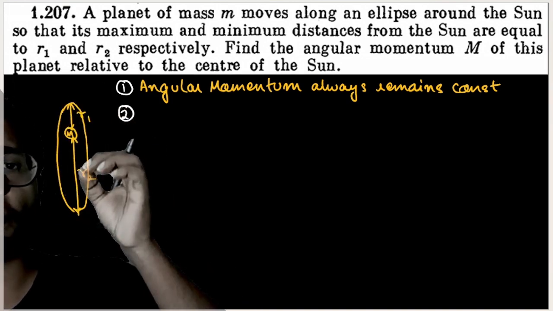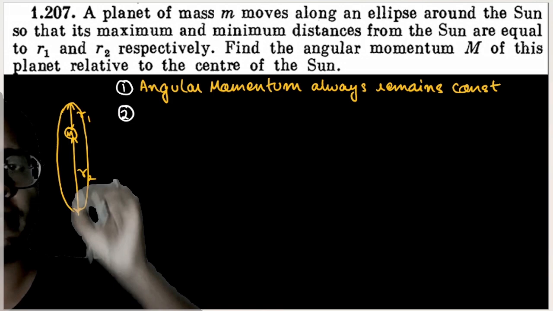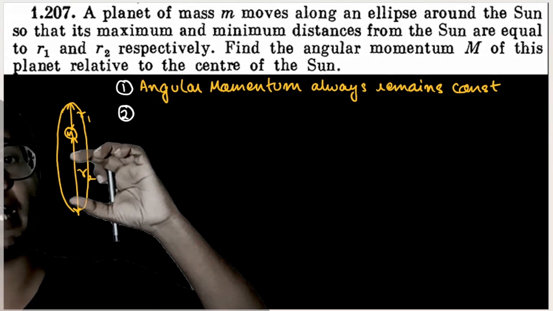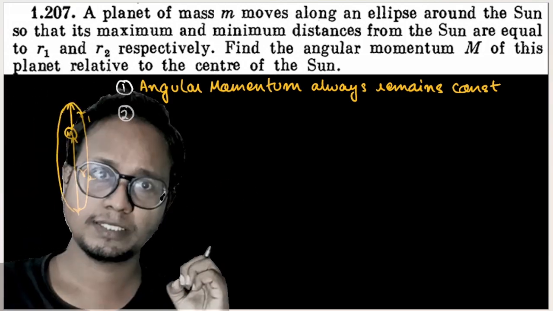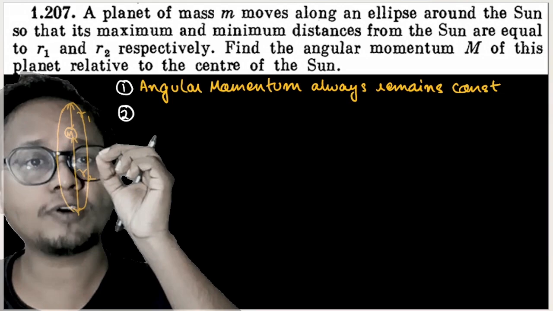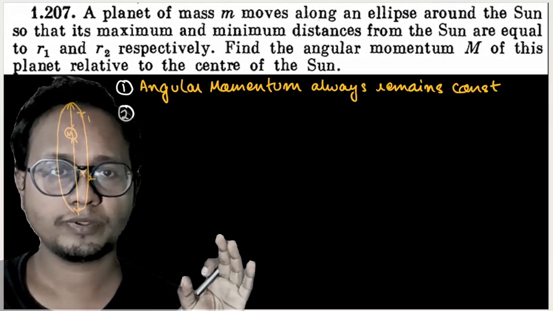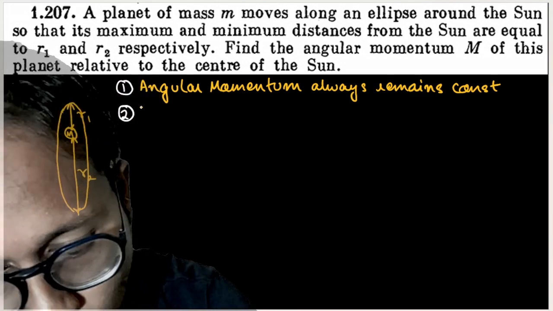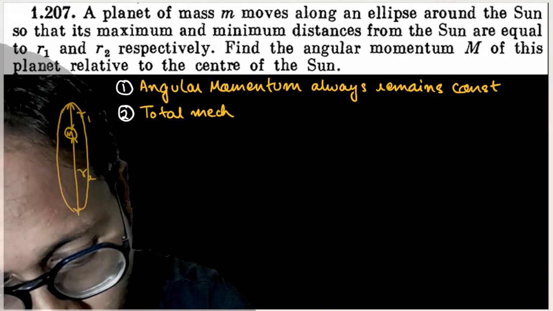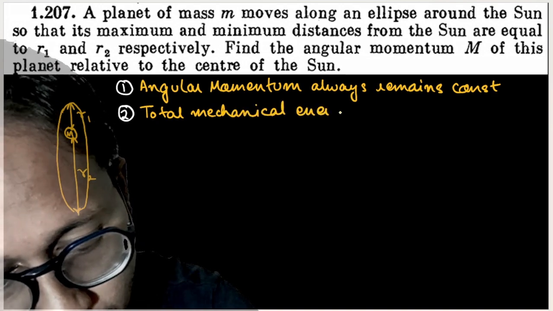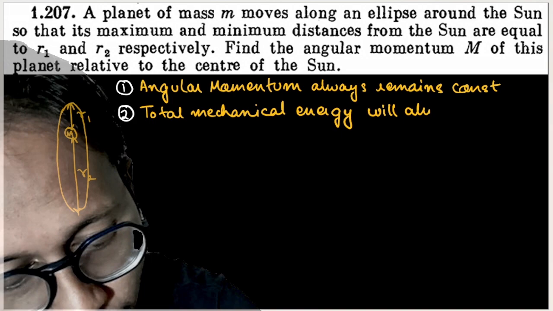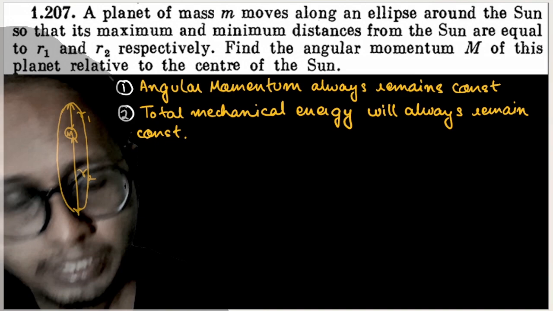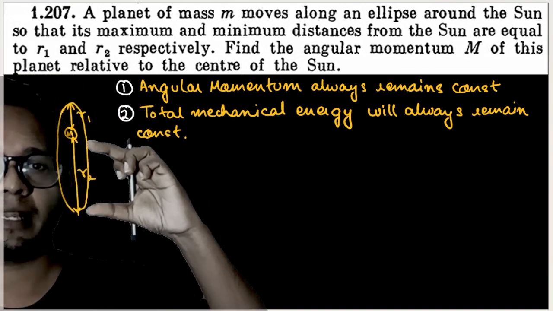Why does the angular momentum remain constant? Because the torque is always zero at every point in the orbit. And why does the total energy always remain constant? Because the only force acting on this orbiting body is gravitational force, and gravitational force is conservative in nature. So whatever kinetic energy is reduced will be converted into potential energy of the planet. Understood? So the total mechanical energy in this elliptical orbit will always remain constant.